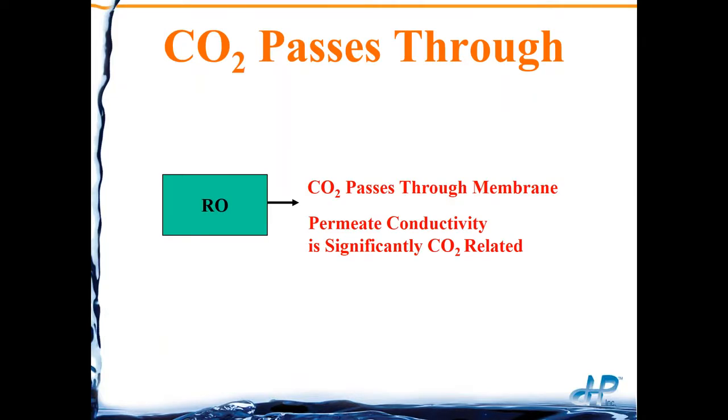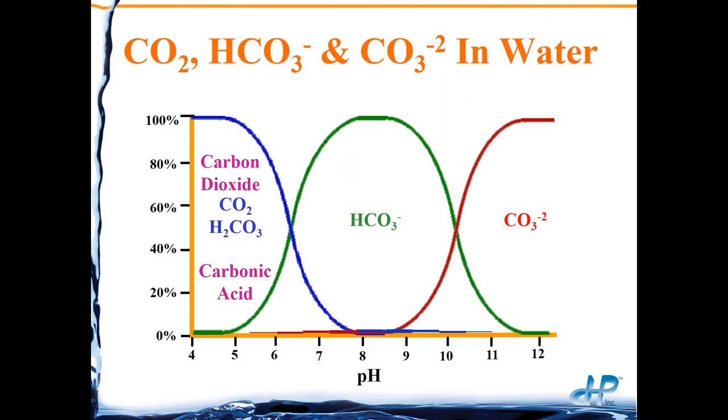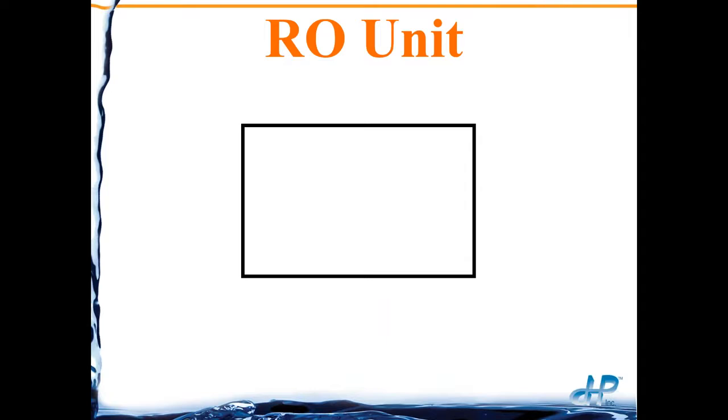So downstream of your RO unit, your biggest contaminant is going to be CO2 related, because CO2 goes through the membrane, but then it's converted because of the pH of the permeate. It's going to convert into mainly bicarbonate ions. So the carbon dioxide, or the carbonic acid, would not be measured by a conductivity meter, but the bicarbonate and carbonate ions would.